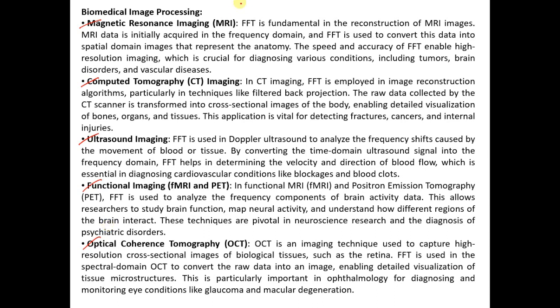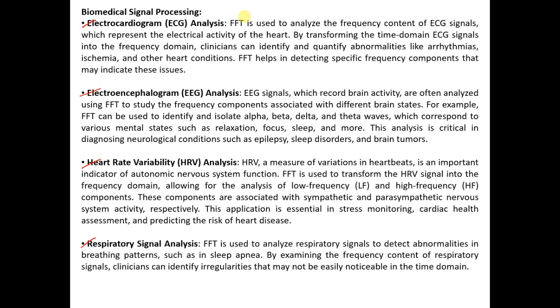Does anyone not know any of these things? MRI, I think every one of you knows, ECG, encephalograms. These are basically the ECG signals. Heart rate variability, what is this? These are nothing but the signals of the RR intervals. Okay, we call them RR interval signals.